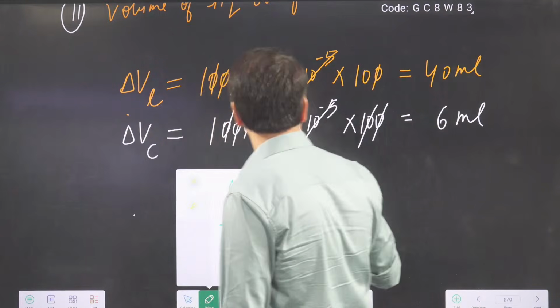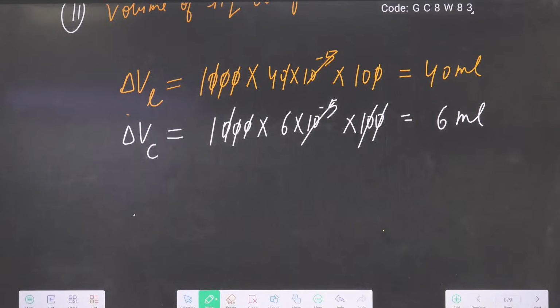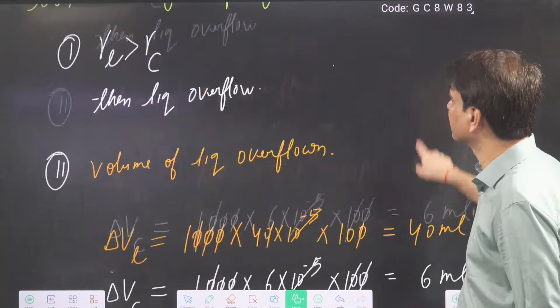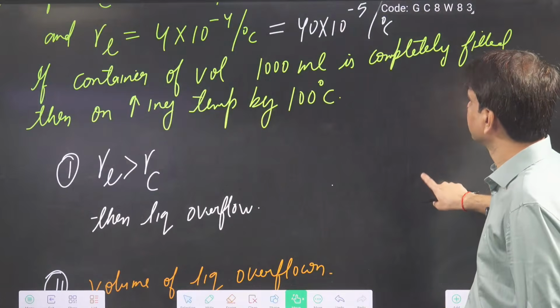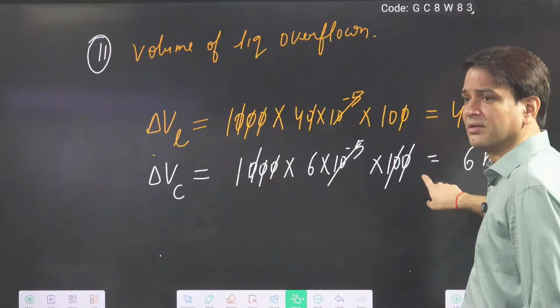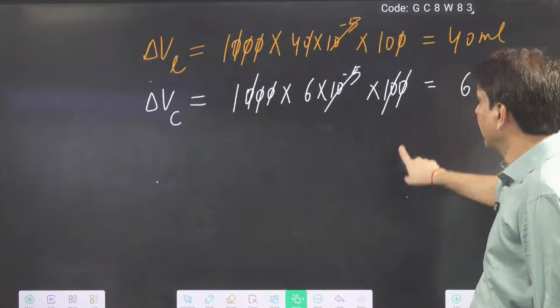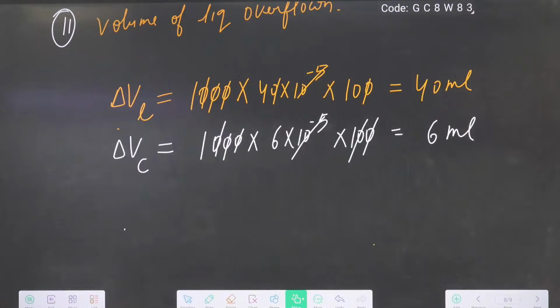Who is saying 4 ml? 4 ml or 40 ml? Was 100 ml given or 1000 ml given initially? 1000 given, right? Any data problem?